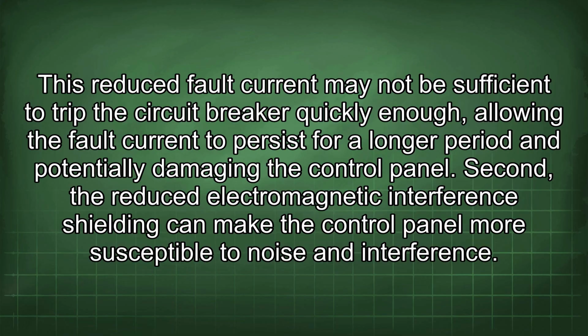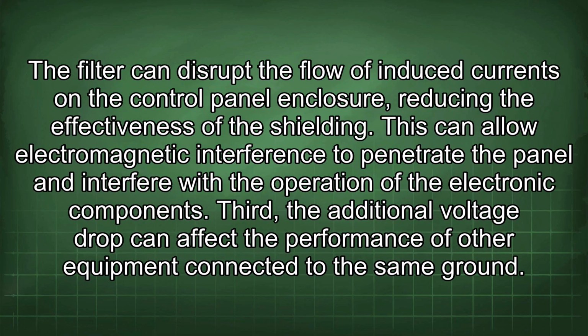Second, the reduced electromagnetic interference shielding can make the control panel more susceptible to noise and interference. The filter can disrupt the flow of induced currents on the control panel enclosure, reducing the effectiveness of the shielding. This can allow electromagnetic interference to penetrate the panel and interfere with the operation of the electronic components.